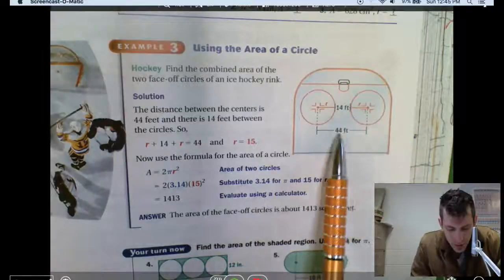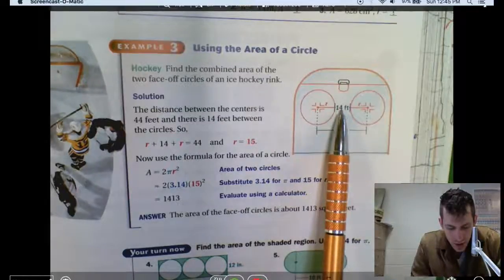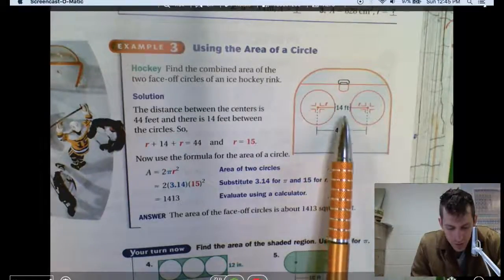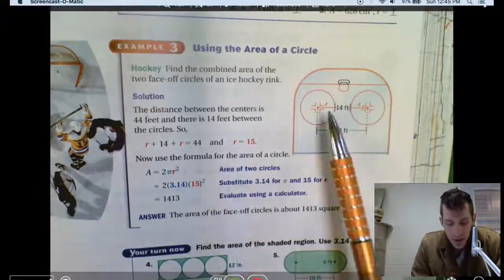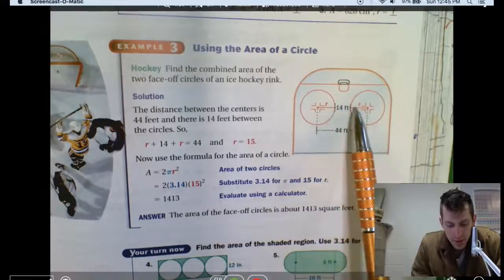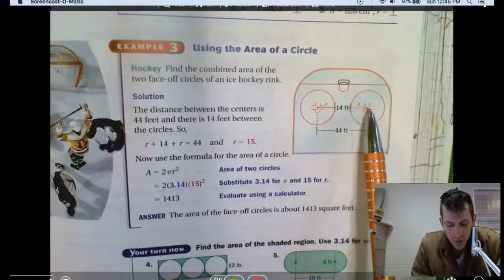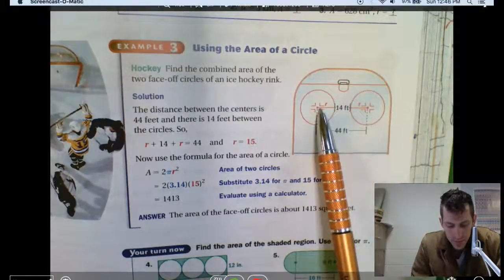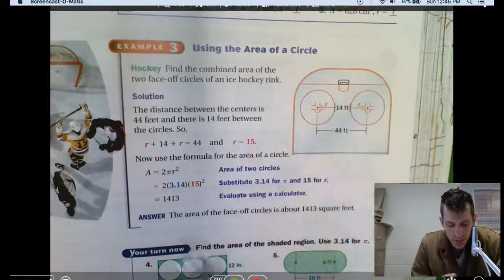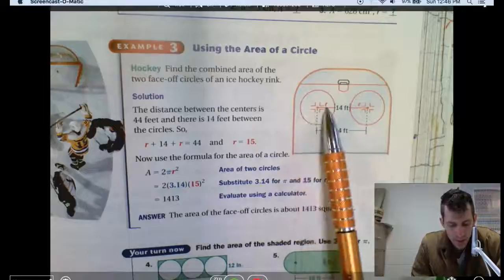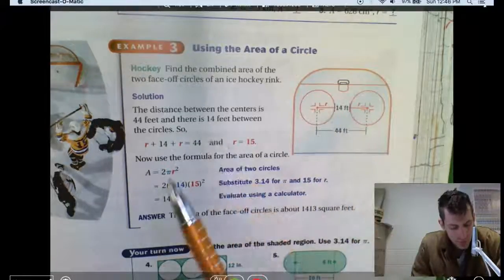Well, do 44 minus 14, and that would give you, what is 44 minus 14? 30, right? So this distance plus this distance is 30. So what is just one of these distances? 15. 15, 14, 15 would add up to 44. So we know that radius now. Plug it in.